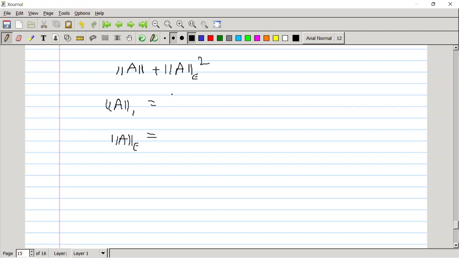Norm of A1 will be the maximum over j of the summation, i running from 1 to m, of mod Aij, with j running from 1 to n if it is an n by n matrix. Yes.